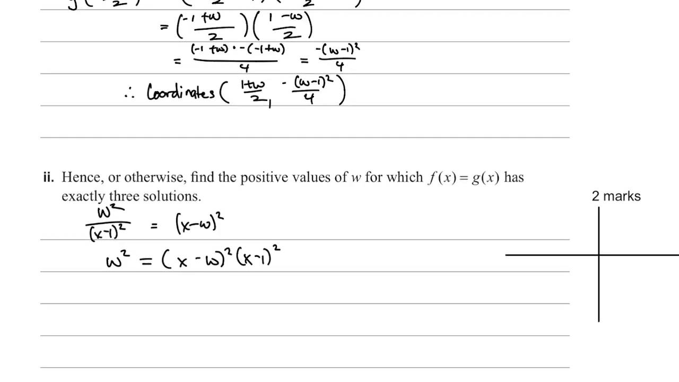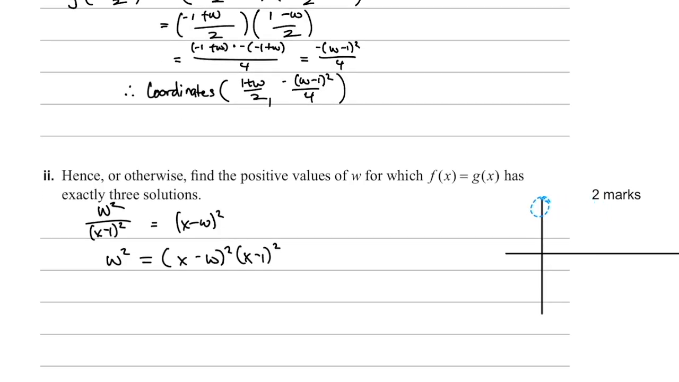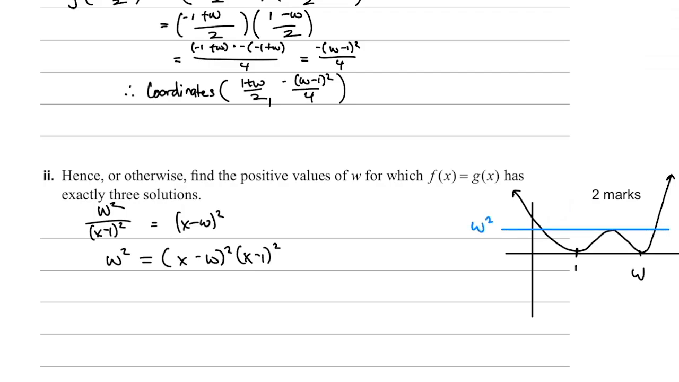So from there, I might just reshape this. So we're going to have a function that looks something like that. Let's say w is bigger than 1. Might not be, but let's say this is 1 and this is w. And so we need f of x equals g of x to have 3 solutions. So that means we're going to have w squared being this thing here. That's the only time when we have 3 solutions. If you have it below this, you're going to have 4 solutions. If you have it above it, you'll only have 2. If you have it exactly here, you'd have 1.